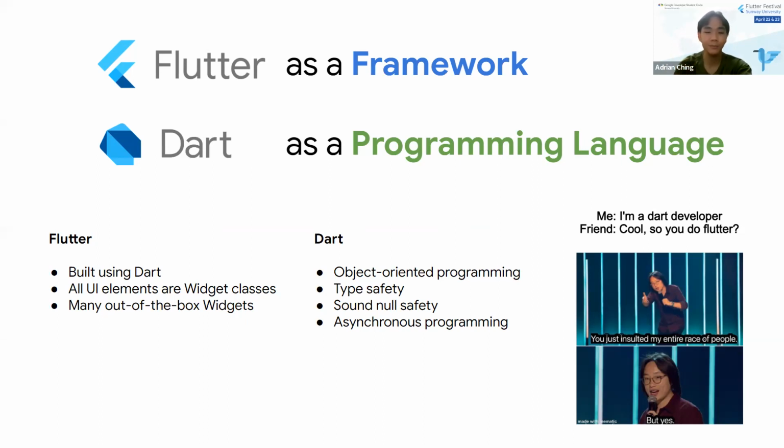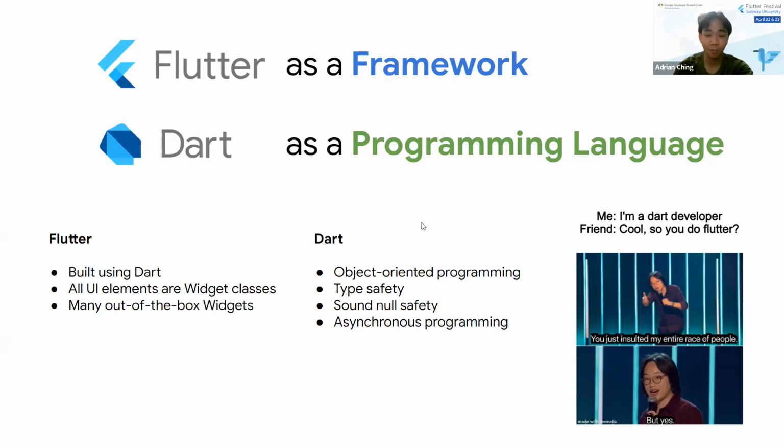Some fun facts about Flutter is that it's built on top of the Dart language. All of its UI elements are widget classes. I'll get into what a class is later on, but just know that a Flutter app is basically an entire widget tree. Flutter provides many out-of-the-box widgets, so you can just start using the widgets directly. It's something like the drag and drop technologies like Wix, but this one provides more flexibility, but you also have to write actual code.